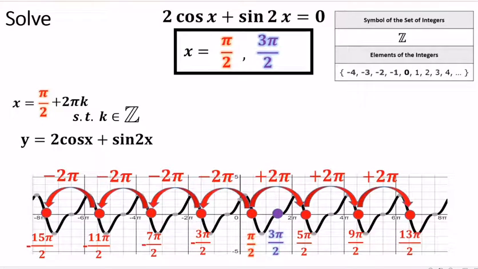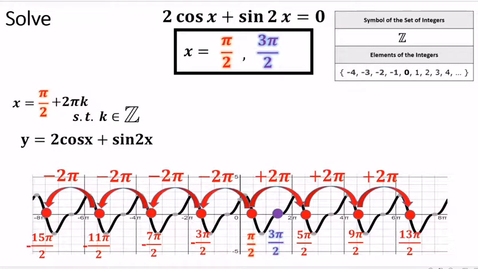If I were to substitute 0 in for k, we would have pi over 2 plus 2 times pi times 0, which would give us our first solution, pi over 2. If I let k equal 1, then we would get 5 pi over 2. If I let k equal 2, I would get 9 pi over 2, and so on. If I let k equal negative 1, I would get negative 3 pi over 2. If I let k equal negative 2, I would get negative 7 pi over 2, etc.